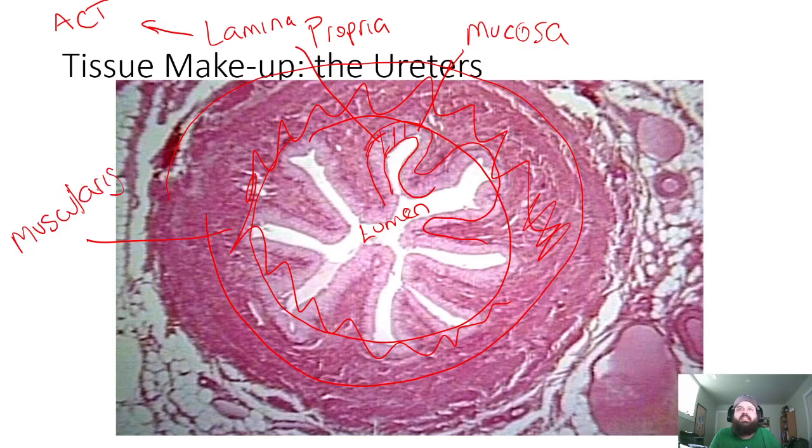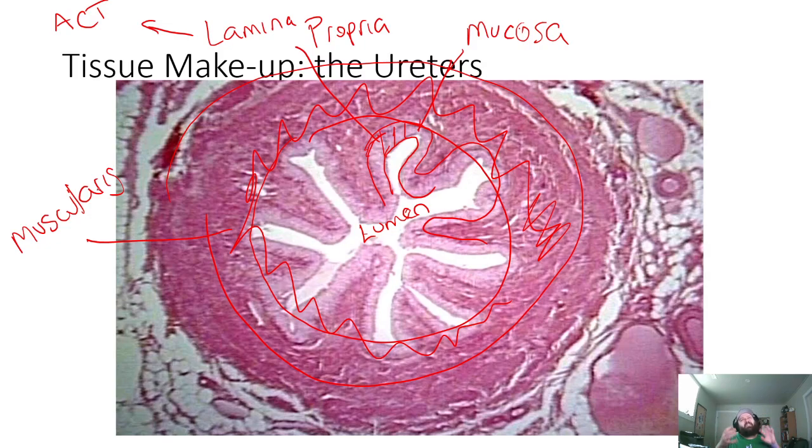The muscularis consists of inner longitudinal and outer circular layers of smooth muscle. This is actually the opposite arrangement than what you saw in the digestive tract, if you remember from 1160. The distal, or the final 1/3 of the ureter, which interfaces with the bladder, contains a third outer longitudinal layer.